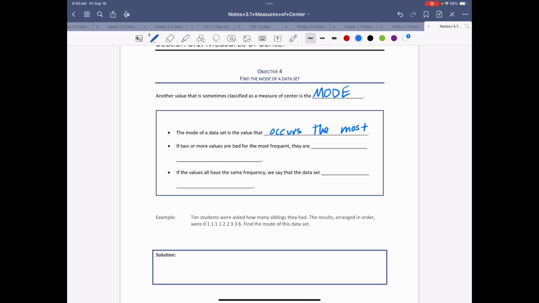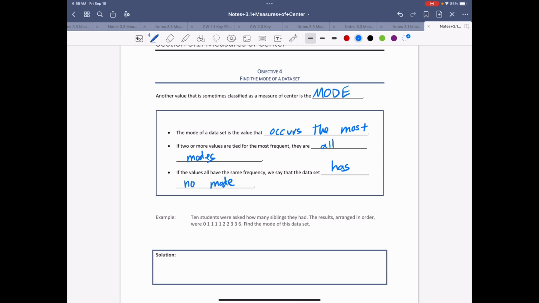If 2 or more values are tied for the most frequent, they're all modes. So if you've got 2 or more, they're all modes. However, if the values all have the same frequency, we say that the data set has no mode.